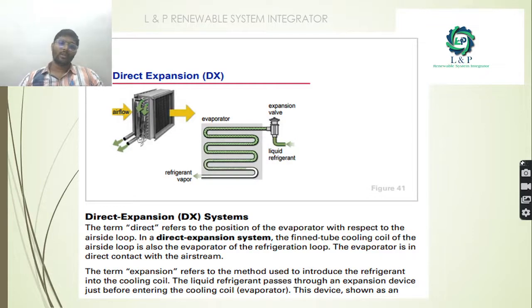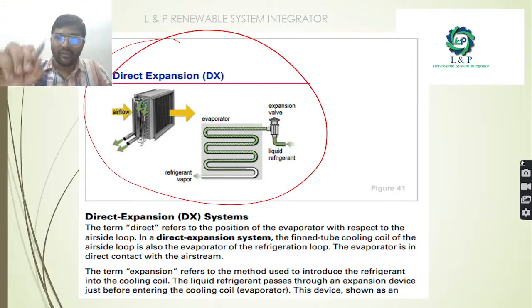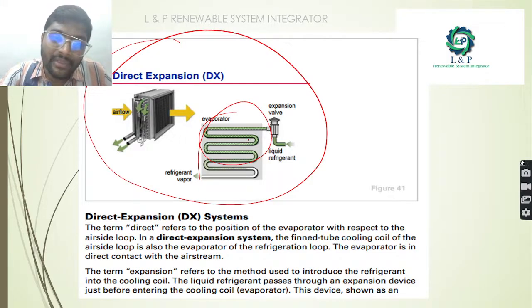The next most important component is the DX unit, that is the direct expansion unit. From the word itself we can easily understand that direct expansion is happening. It refers to the position of the evaporator with reference to the air side loop. In a direct expansion system, the finned cooling coil on the air side is also called the evaporator. It comes in direct contact with the air stream.